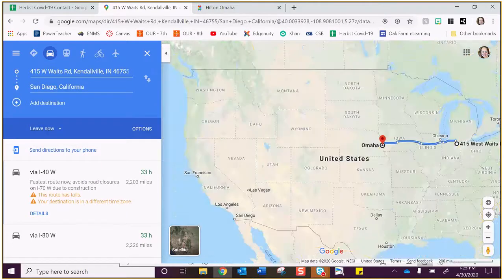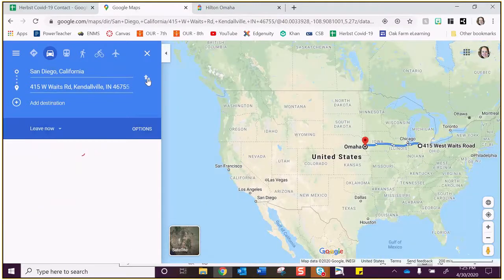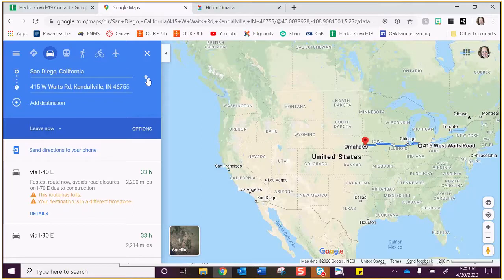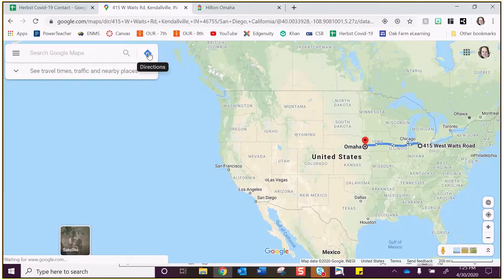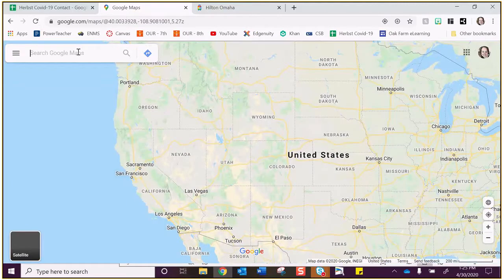Oh, come on, map. My map's frozen or something. Okay, we'll try again.